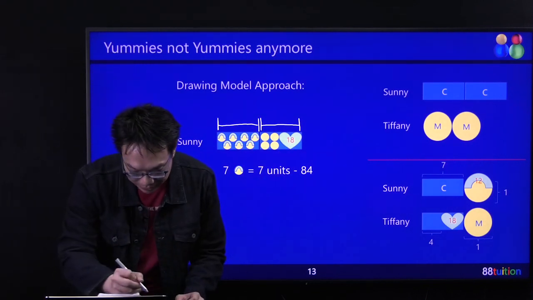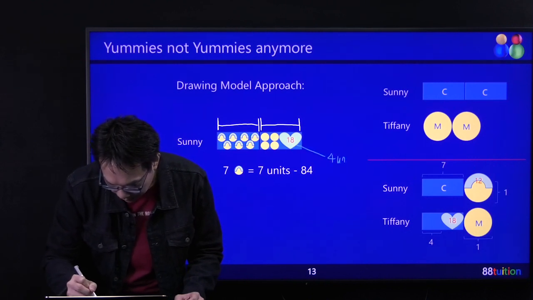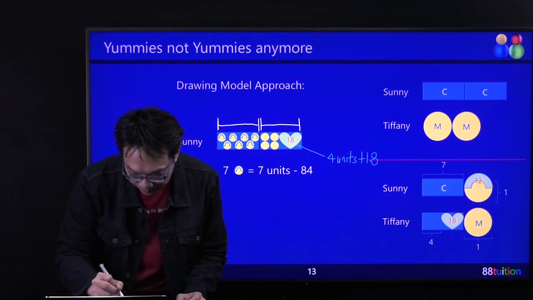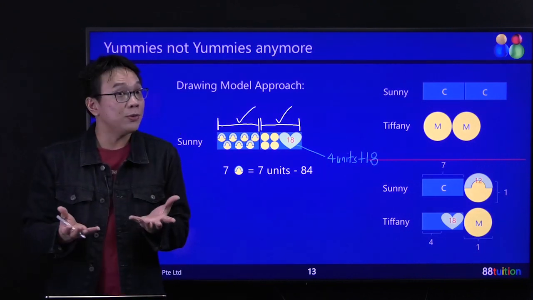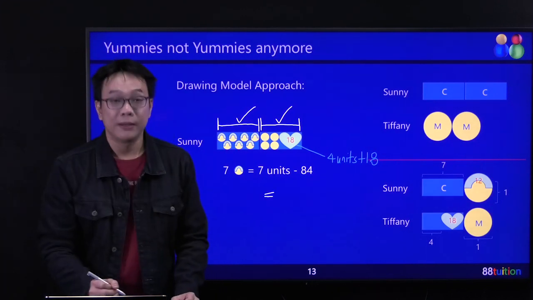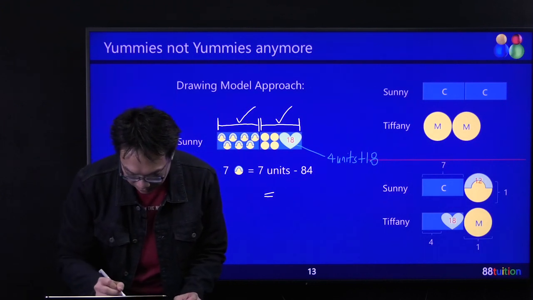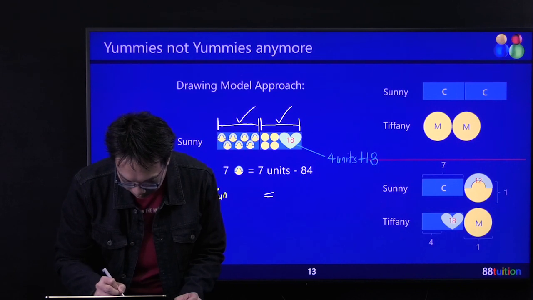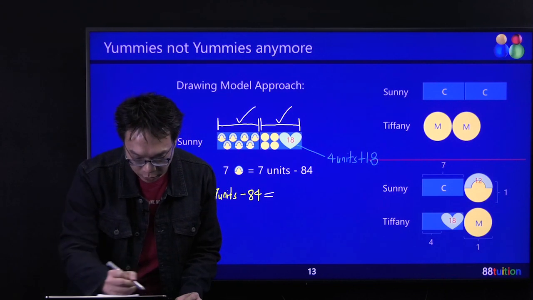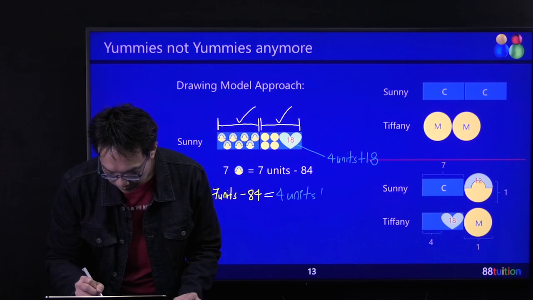Down here you can write it as 4 units plus 18, and we concluded that these two are the same. Same means equal. So you can have an equal sign down here. You can say that the 7 pokeballs represent 7 units minus 84, which is equal to your 4 units plus 18. Can you see that?